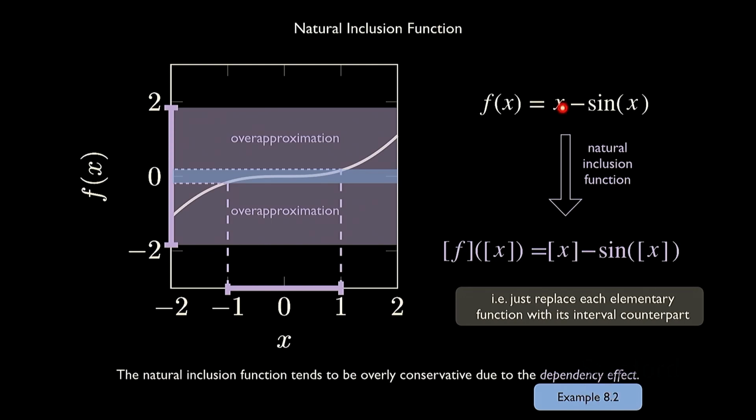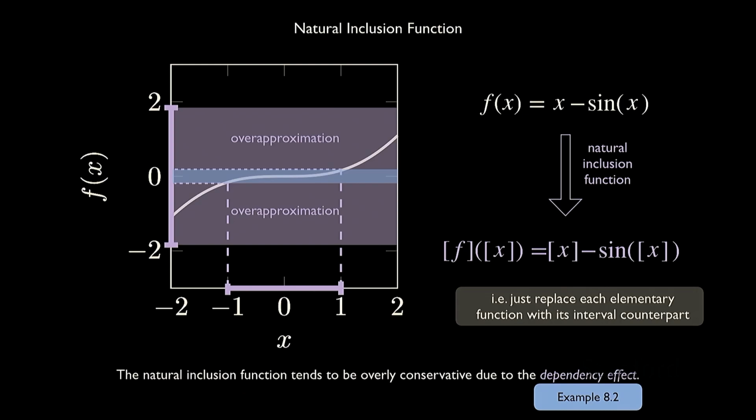The idea is when we plug x into this function, we're always plugging the same value in for x in both of these spots. But when we switch to intervals, we're saying that anything in this interval could get subtracted with the sine of anything else in the interval. So they're not always the same value. That's the idea behind the dependency effect. If you want to know more about it, I would definitely recommend checking out that example. If you don't, you can just say, okay, natural inclusion functions are bad, and move on with your life.